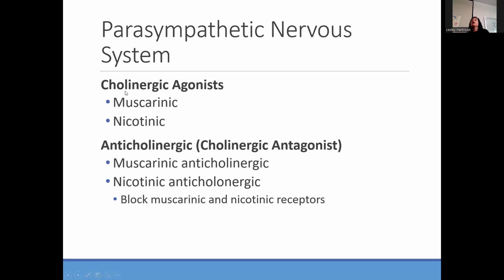Parasympathetic nervous system. Like I said, you have the cholinergic agonists. Cholinergic receptors or cholinergic agonists would be muscarinic or nicotinic.